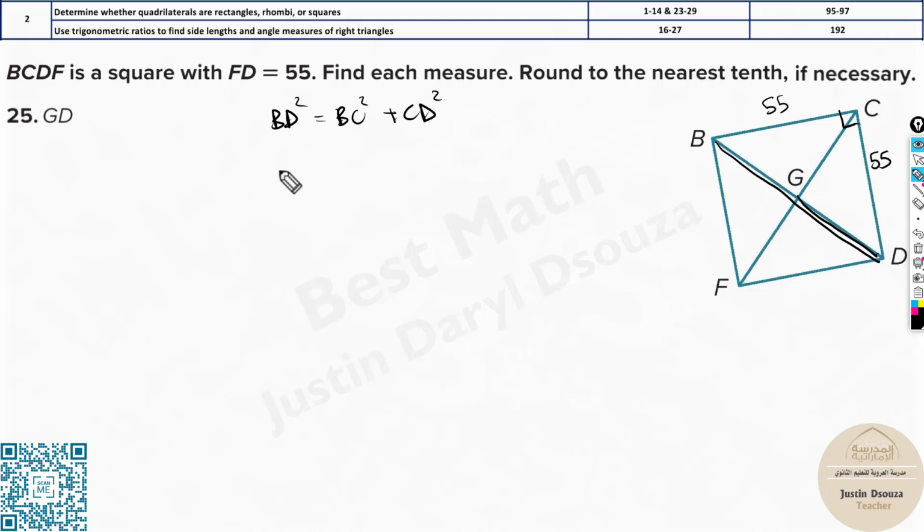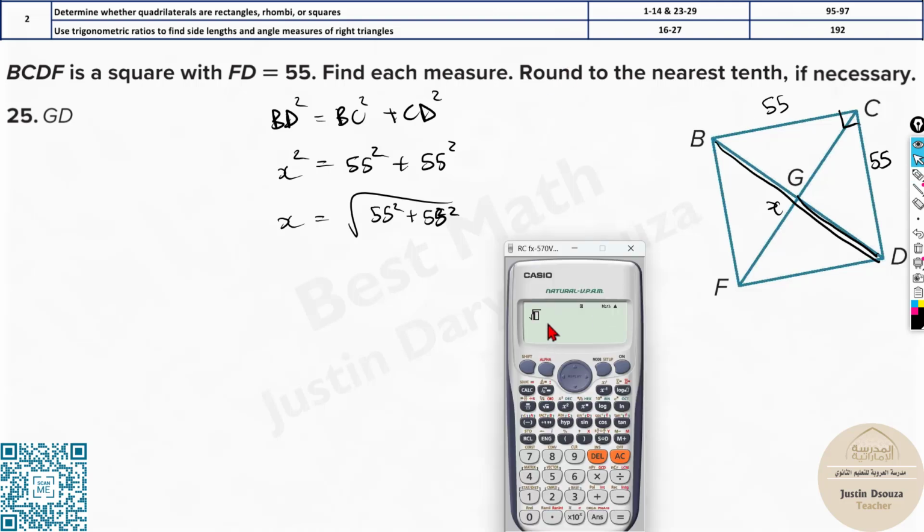Now BD is unknown, so I'll take it as X. X squared is equal to 55 squared plus 55 squared, or I can find X is equal to square root of 55 squared plus 55 squared. This is basically 2 times. Anyways, we'll directly put in the calculator and solve. Here you need to just put the square root. 55 squared, you can times it by 2 because it's the same number. It is 77.76. But this is not the answer. You need to divide this.